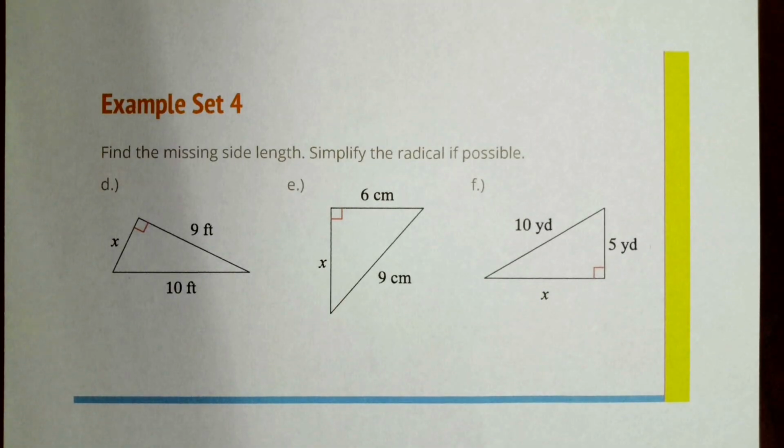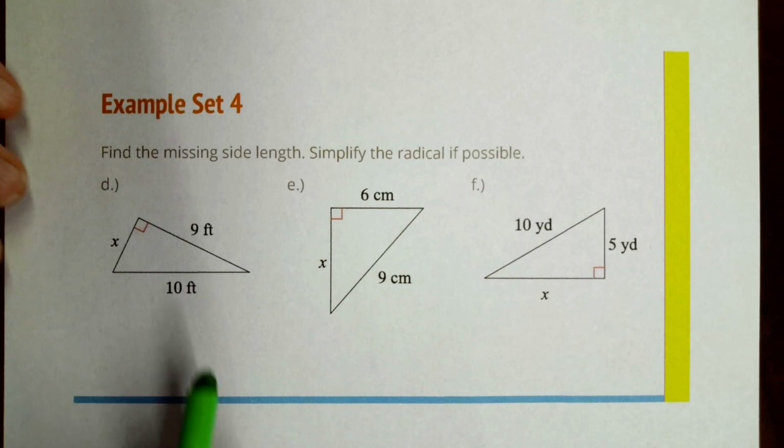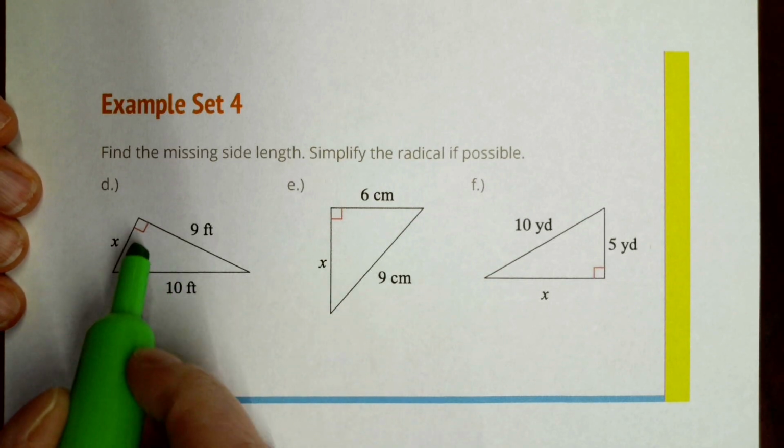All right, so last set of examples, same idea as before, except this time we might not always get integer answers. So let's go ahead and check those. Again, my suggestion before we even start, let's find the hypotenuse so we don't mess that up.